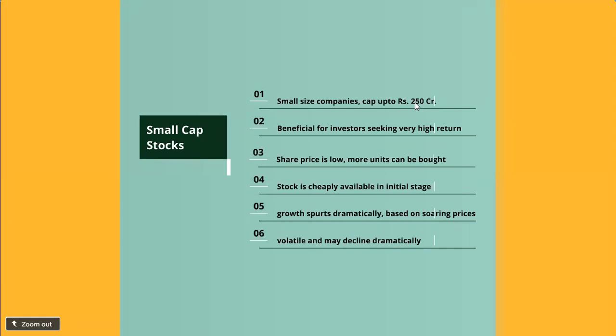However, many of these companies are relatively new. So, it is difficult to predict how they will perform in the market. Being small enterprises, growth spurts dramatically affect their values and revenues, sending prices soaring. On the other hand, the stocks of these companies tend to be volatile and may decline dramatically.